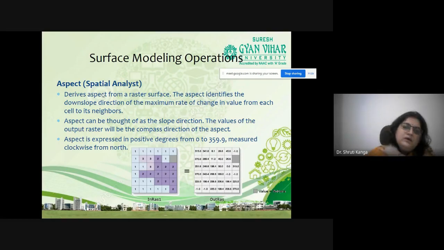Now the different surface modeling operations include the aspect, where using spatial analysis techniques we can derive the aspect from the raster surface data sets. The aspect identifies the downslope direction of the maximum rate of change in value from each cell to its neighbor. So the aspect can be called the slope direction of the particular data. The value of the output raster will be based on the compass direction of the aspect, which is measured clockwise in 360 degrees, starting from north at 0 to 360.